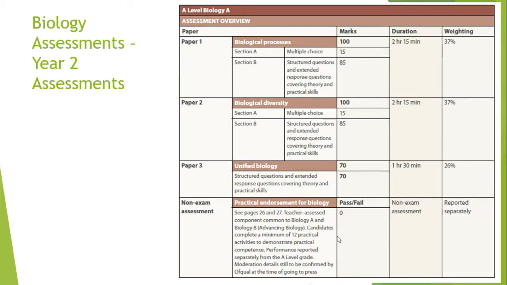There's also a practical endorsement for biology. Throughout your 2 years, you will complete a minimum of 12 practicals, which contribute to the practical endorsement for biology. There's a specification that you'll go to, and you can say you've got key skills. These key skills will be really important for employers or universities to know you're able to do these things. So you will have these required practicals, and they are fitted into the different modules, and you'll go through and complete them.